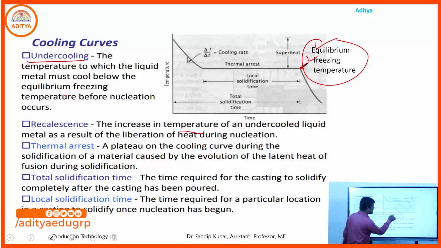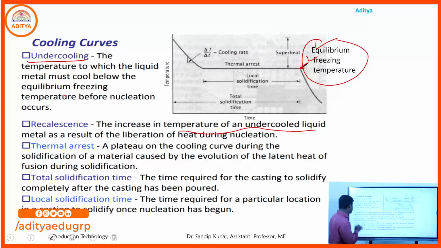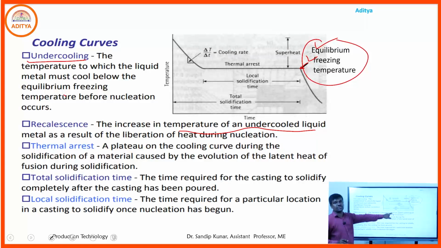Recalescence means the increase in temperature of an undercooled liquid metal as a result of the liberation of the heat during nucleation. What happens as a consequence? The heat is released, heat is extracted from the casting product, and then nucleation starts. Below the equilibrium freezing temperature nucleation will start, which means grain formation will start.